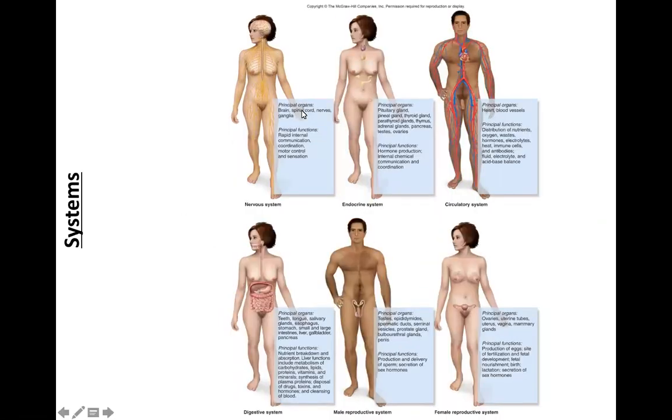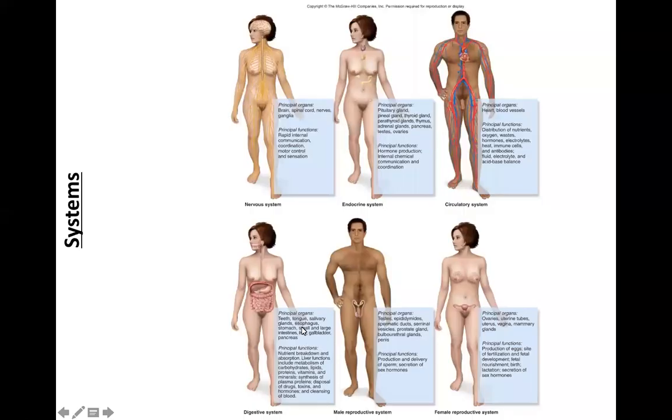Next comes the nervous system: brain, spinal cord, nerves, and the main function is regulation and coordination of all activities, motor activity, sensation. Endocrine: thyroid gland, pituitary gland, hypothalamus, ovaries, etc., are all part of the endocrine system. Principal function is hormone production. Circulatory system is heart, blood vessels, and its main function is distribution of oxygen, removal of waste, electrolyte balance, etc.